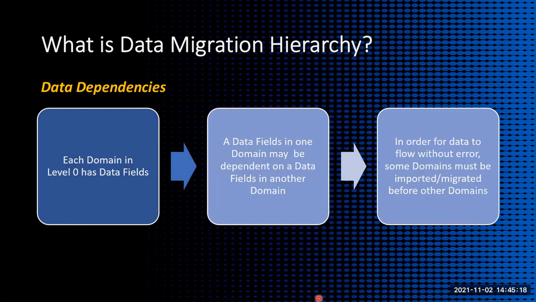You might wonder why the hierarchy is required. Well, each domain within Level 0 is a collection of data fields, as we mentioned earlier. Some data fields are dependent on data fields in other domains. To ensure that the data will flow without error, or at least without errors due to hierarchy issues, some domains must be migrated before other domains. We will mention a few of the specific dependencies as we go through this presentation.